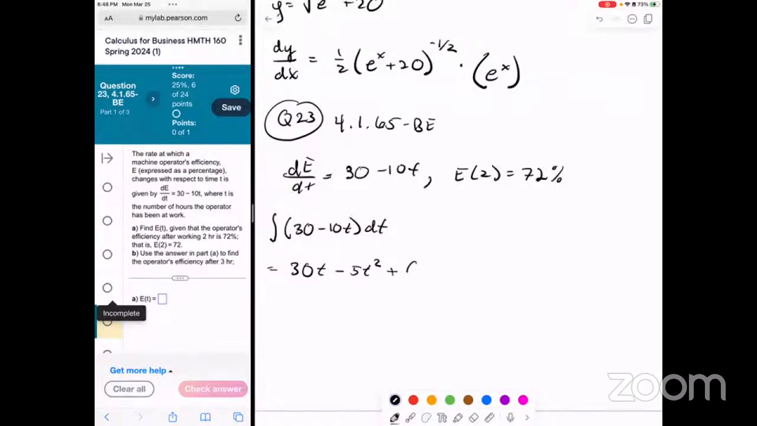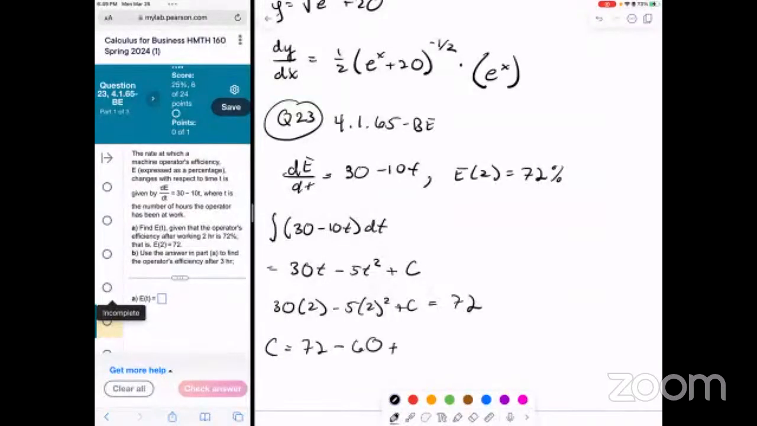But then we're given additional information that E of 2 is 72%. So we're going to capture that: 30 times 2 minus 5 times 2 squared plus some constant equals 72. So from there, our constant is going to be 72 minus 60 plus 20. Let's see, that would be 12, so then 32.